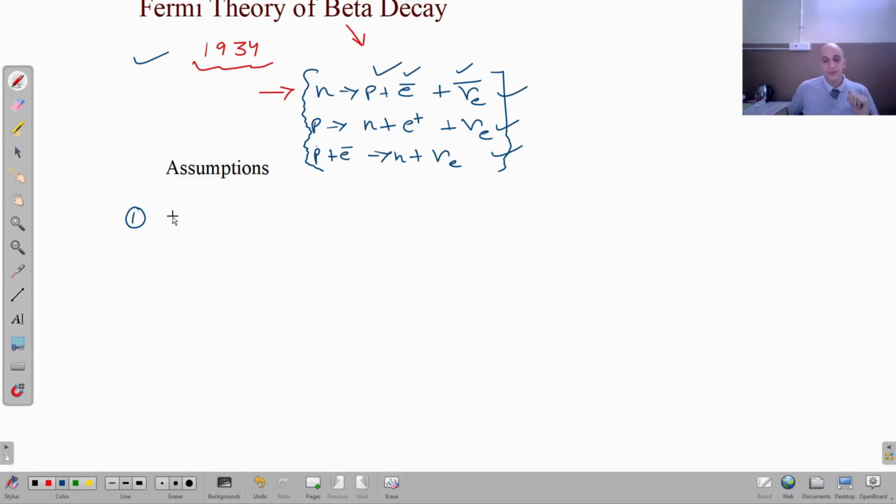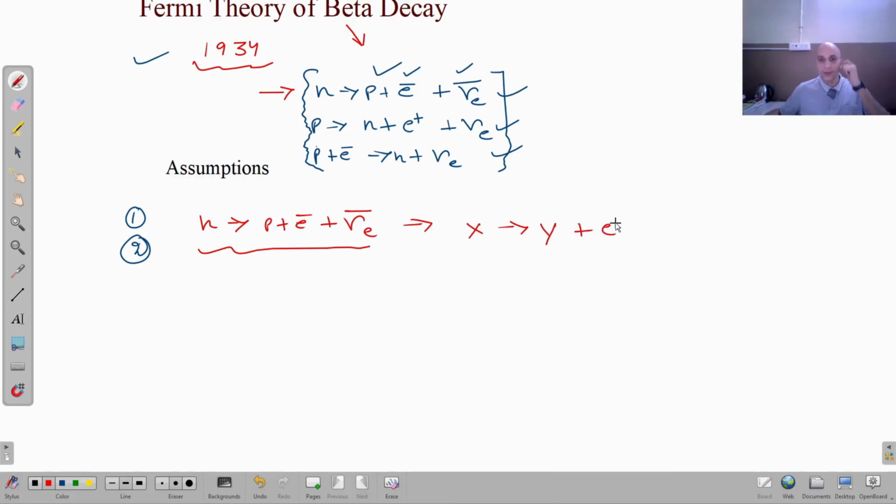Now this is the first assumption, right? In the second assumption, it is assumed that the energy remains conserved. If I take, for example, the first reaction, that is beta negative decay, neutron converts into proton plus electron plus anti-neutrino, then in this reaction the energy always remains conserved. I can write this reaction in the form of parent nucleus X converting into daughter nucleus Y, plus an electron and this particle. So according to Fermi theory, the energy remains conserved in this nuclear reaction.